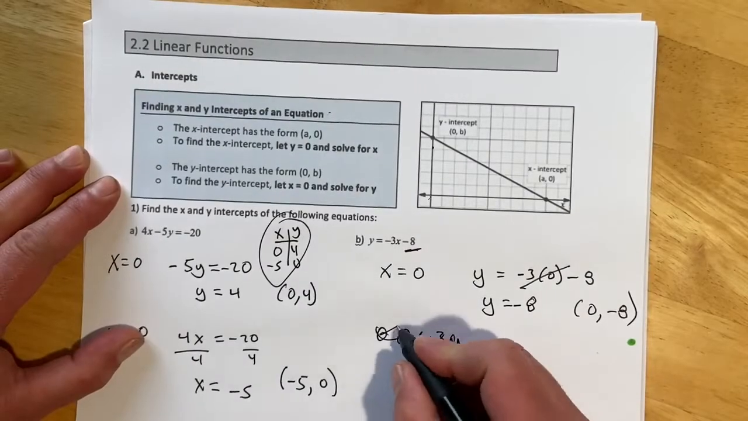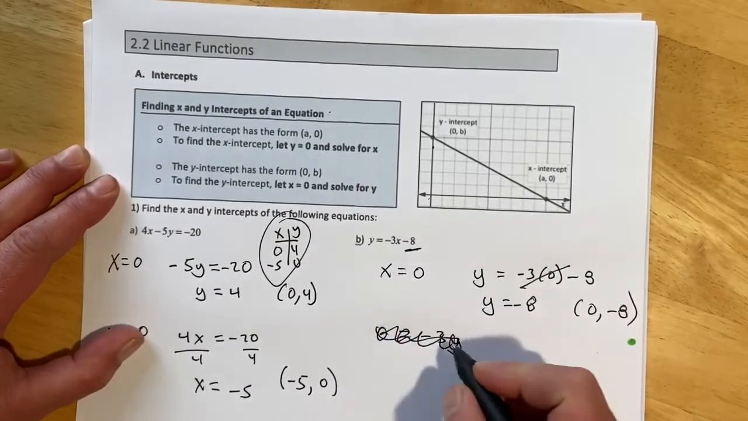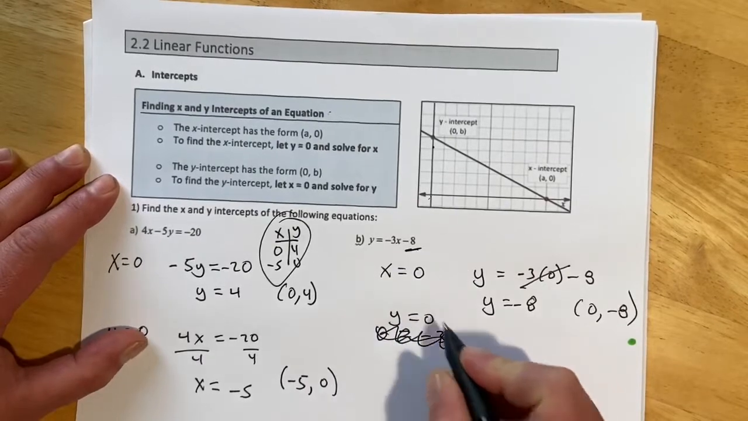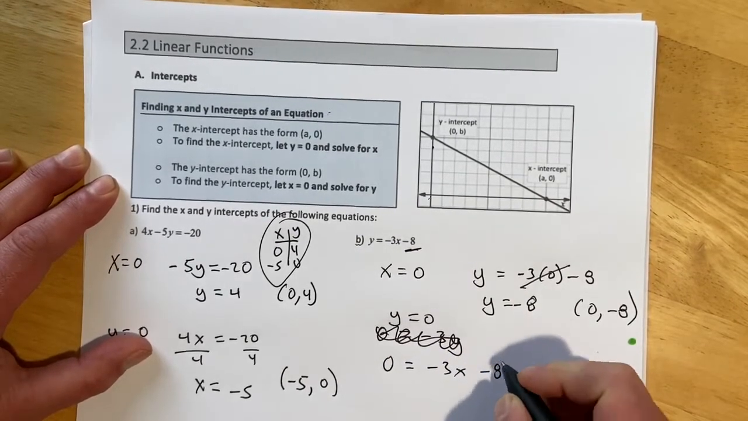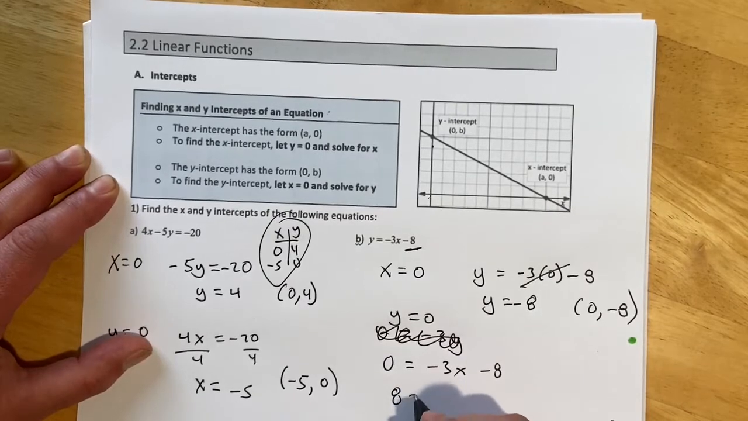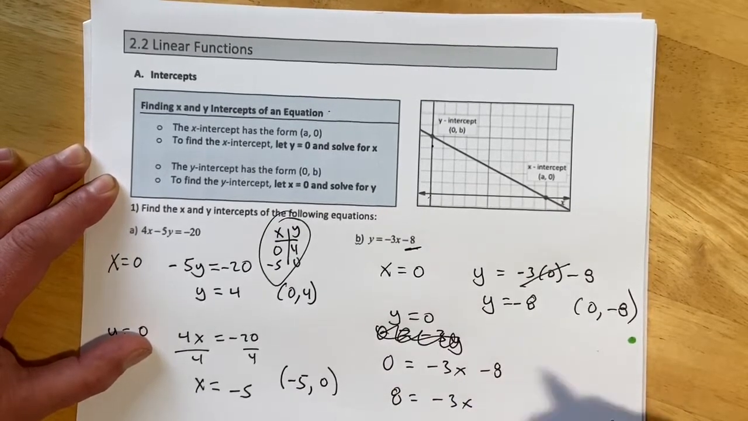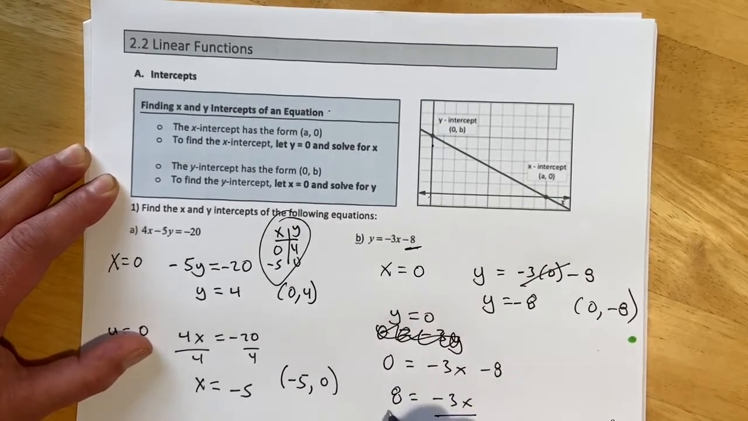Okay, so then let's find the x-intercept. For that, we're going to let y equal 0. So we'll have 0 equals negative 3x minus 8. Add the 8 over, so that gives me 8 equals negative 3x. And then divide both sides by negative 3.